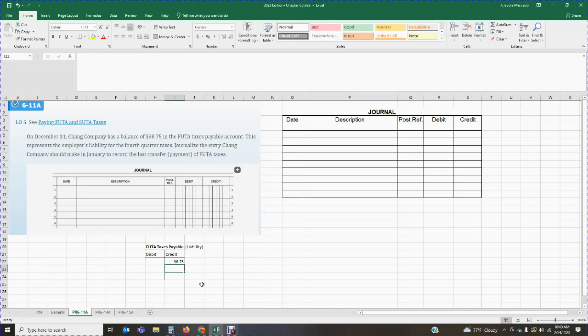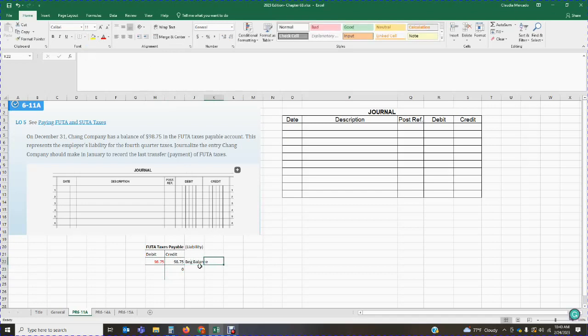Now I need to remit payment to the different taxing entity, so I need to take the money out of my account. When I take the money out of my account, I need to debit my account $98.75. This would be the entry that I need to do to remit payment for my taxes. That way my balance is going to be left with 0. Basically I started off with $98.75. This is my beginning balance.